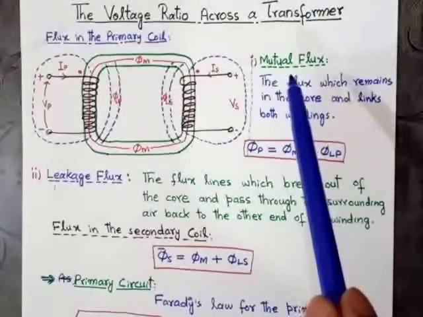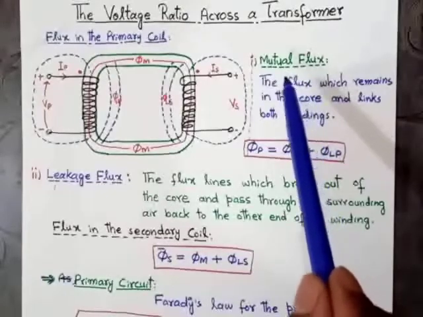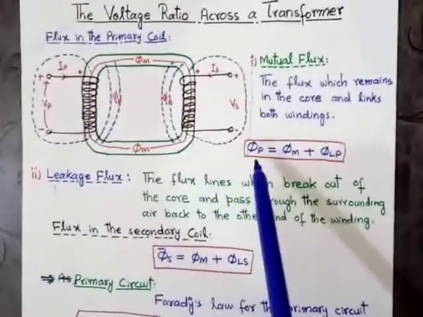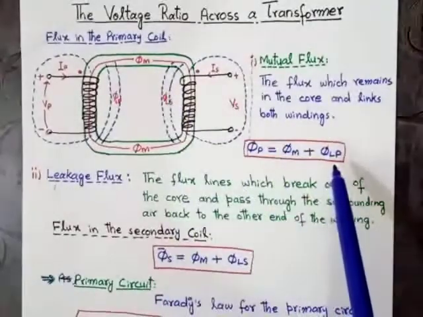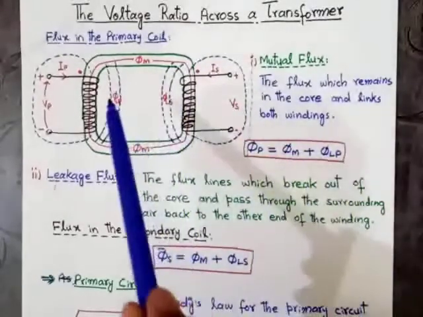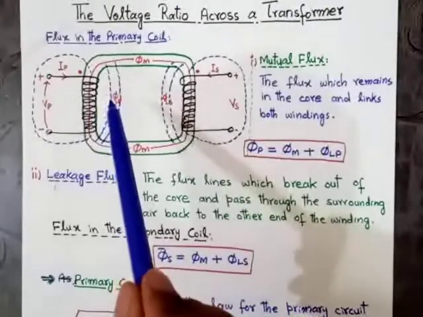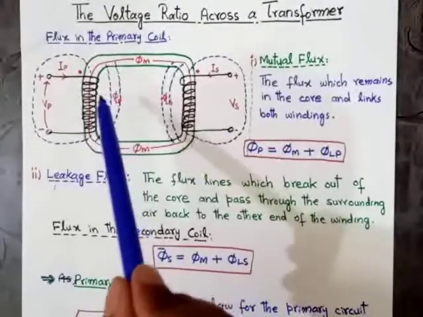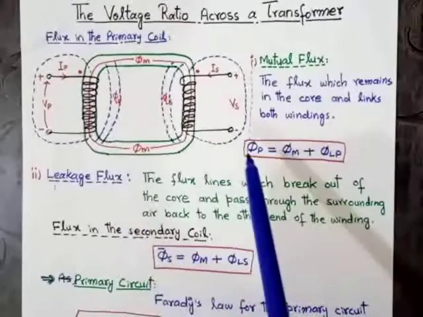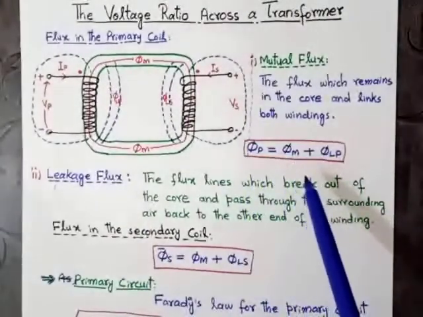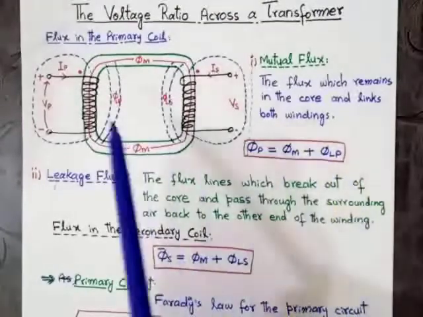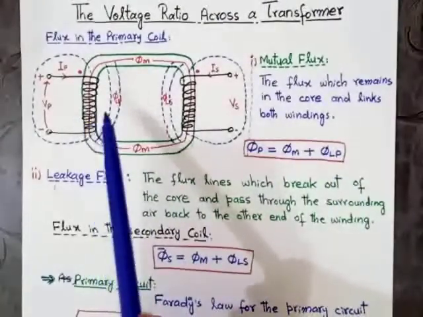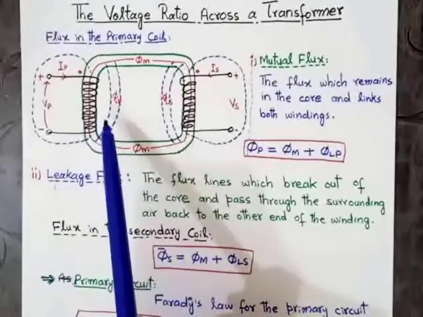So the overall flux due to the primary current will be: flux P is equal to the mutual flux, the flux which remains in the core, plus the leakage flux, the flux which breaks out of the core and passes through the surrounding air. The total primary flux will be equal to the mutual flux plus the leakage flux across the primary winding.